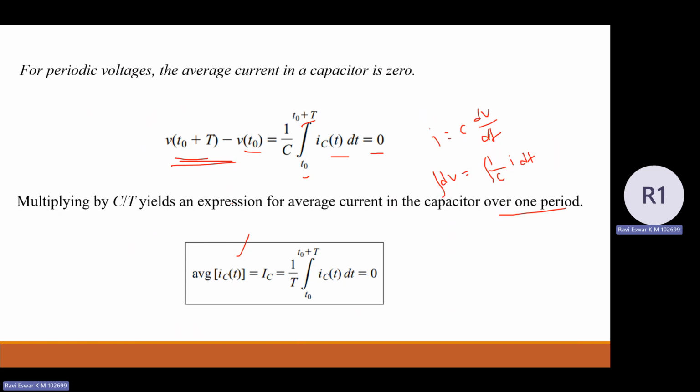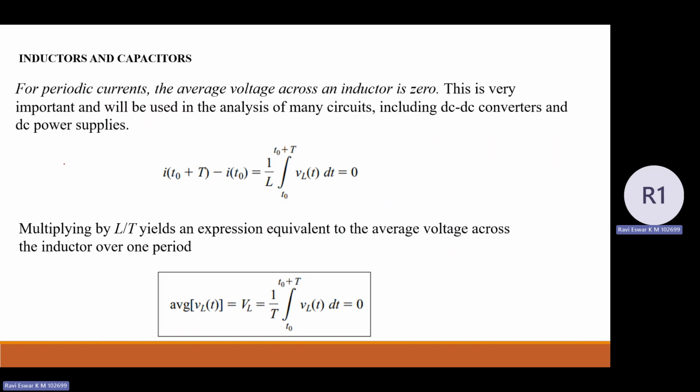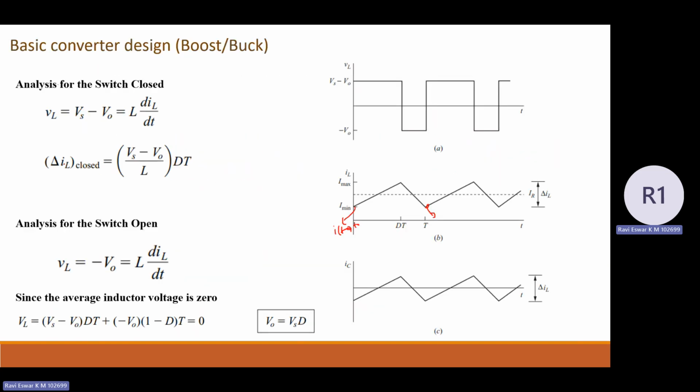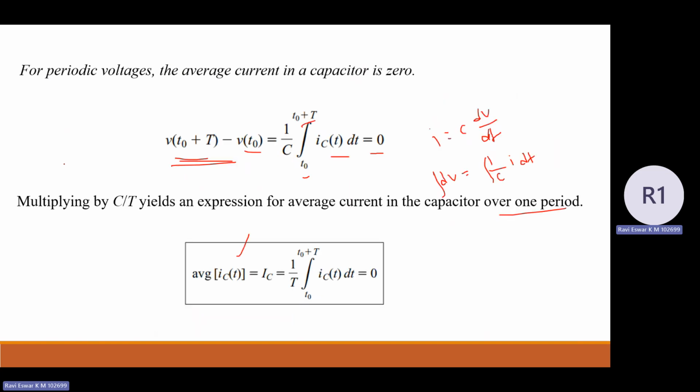So from this, I can say that when the capacitor voltage is rising during the charging state, it discharges, and again it will charge in another cycle. So this minimum point should be equal to this minimum point. That is, V of T naught plus T equals V of T naught. With this, I can say the average current is 0.